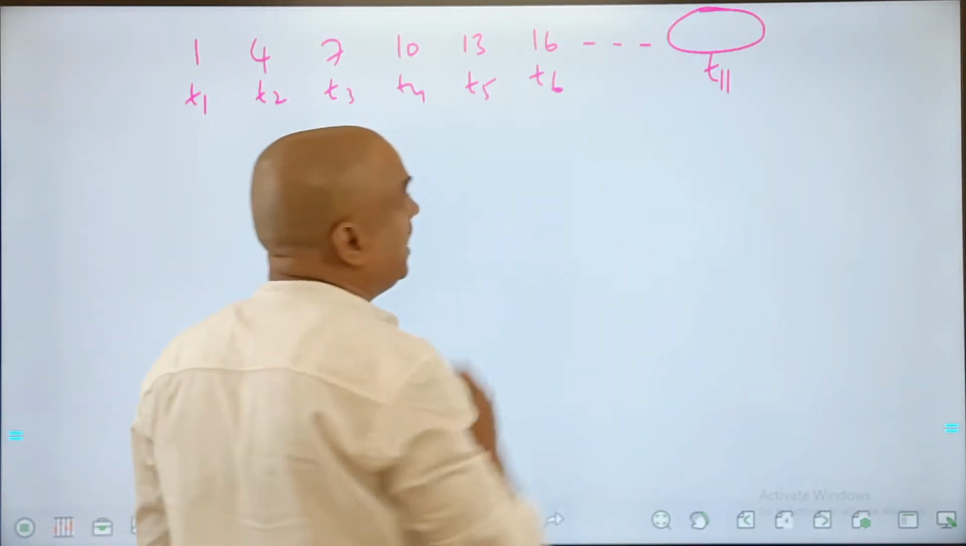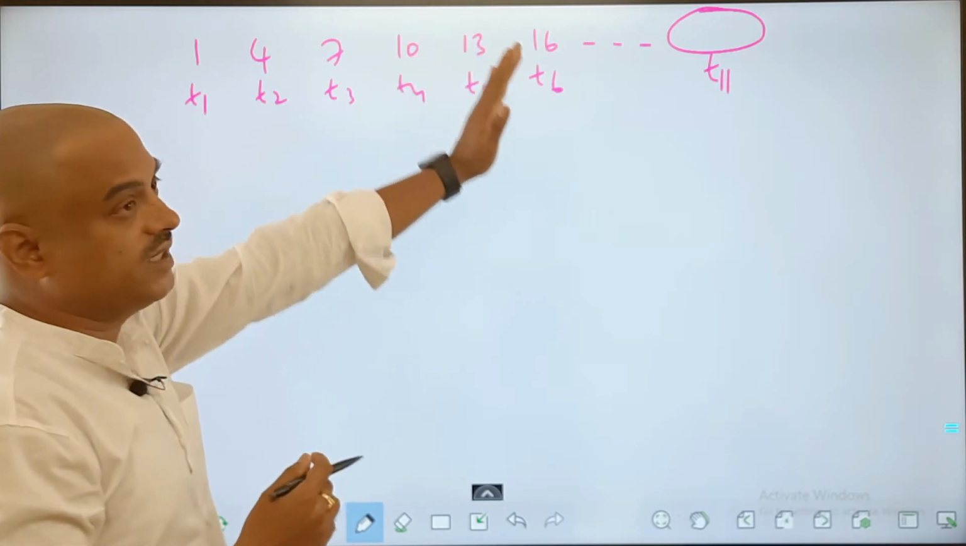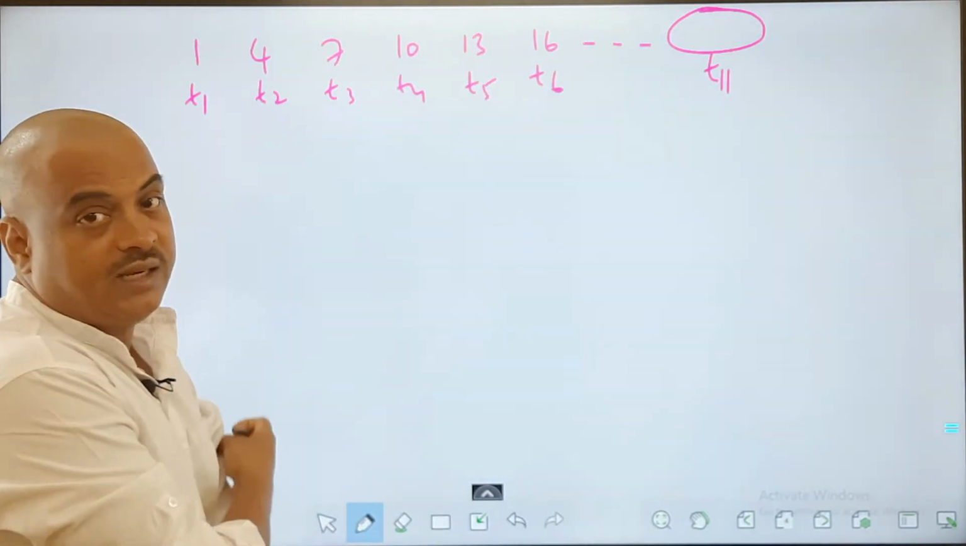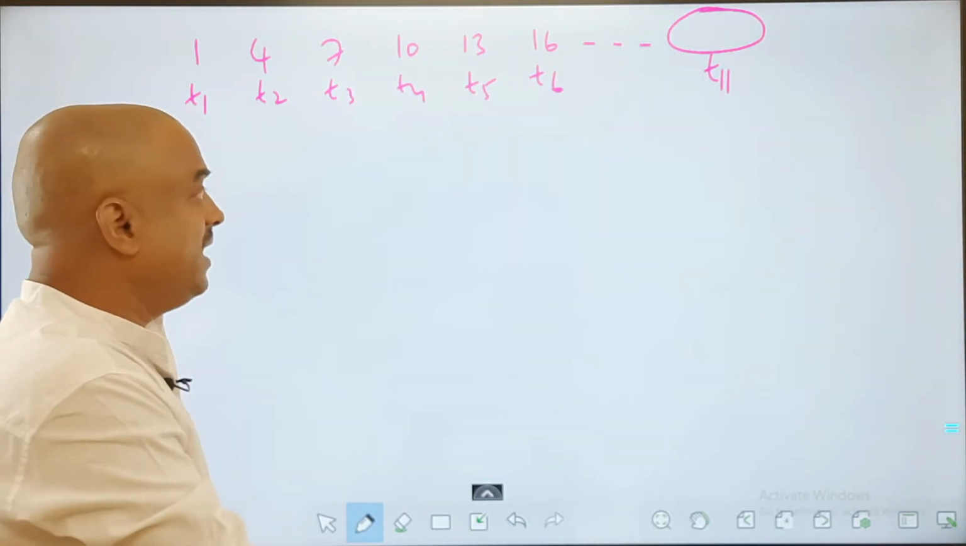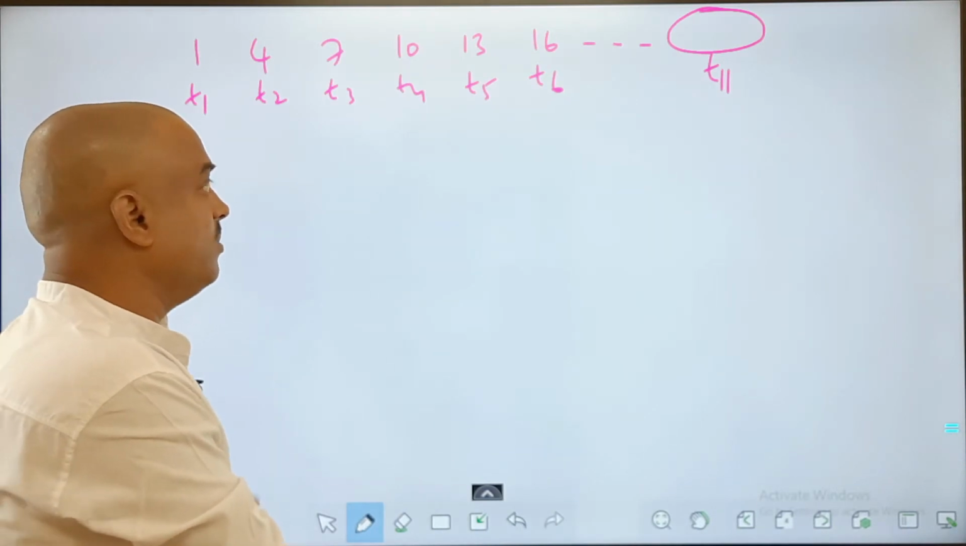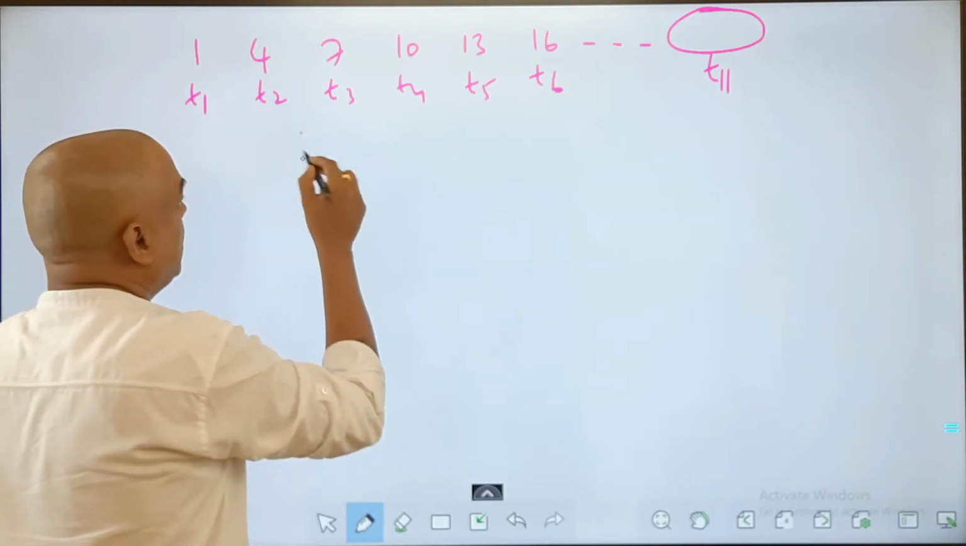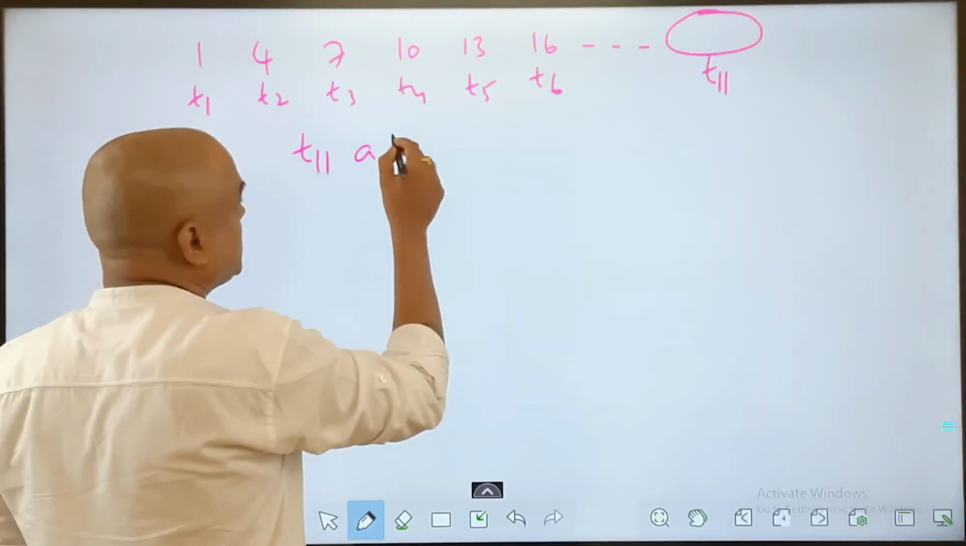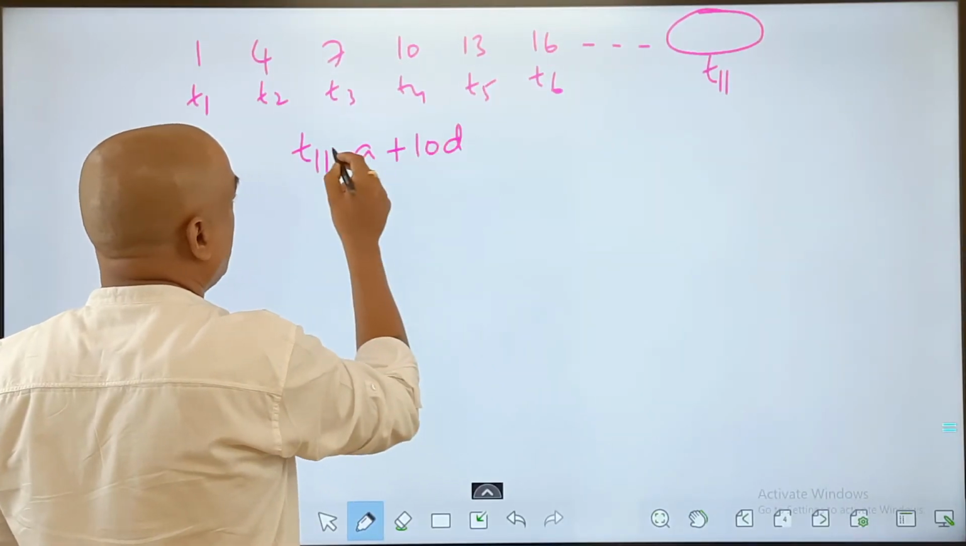I want to know the 11th term of the series. I know up to the 6th term. I can continue to write plus 3, plus 3, plus 3 like that. But still I wish to know what is the 11th term in this case. So to find the 11th term, what is the 11th term? A plus 10D is called the 11th term.